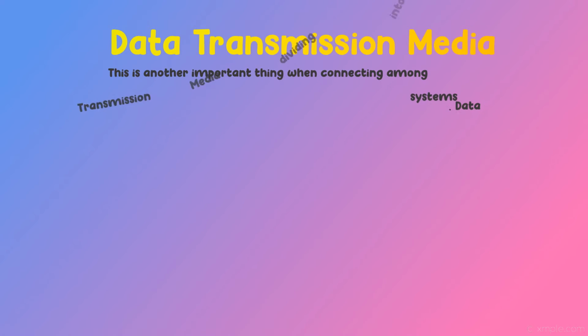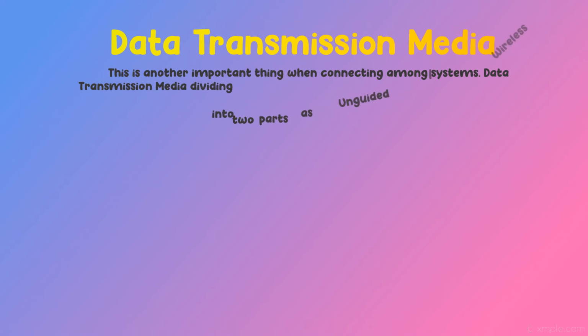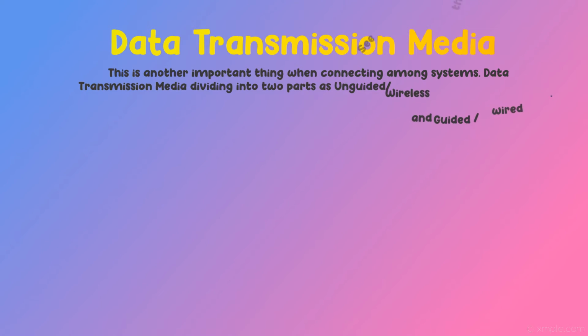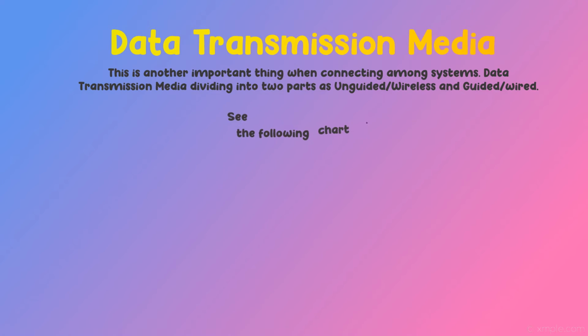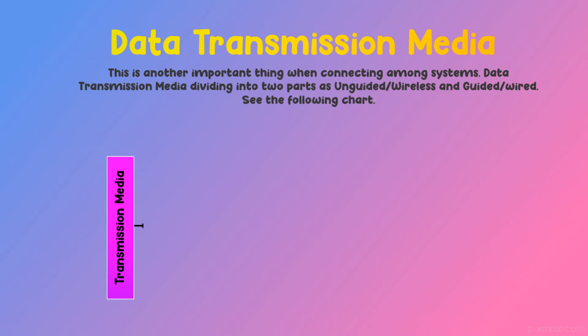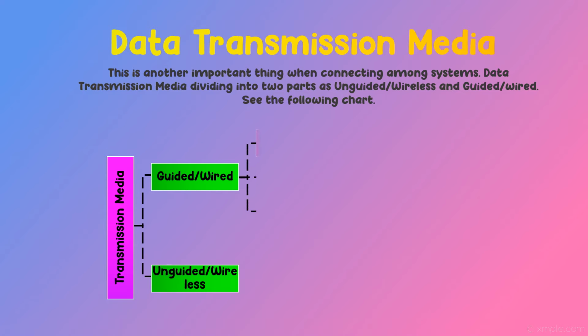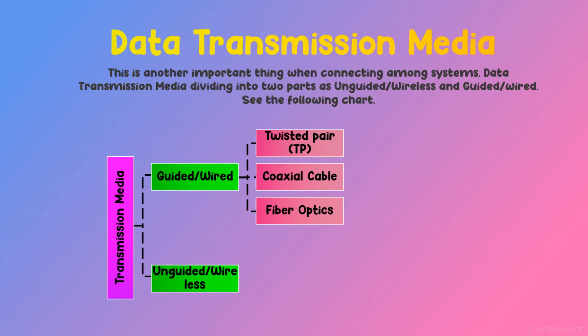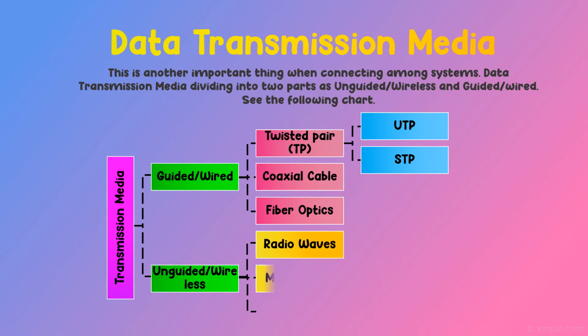Data transmission media. This is another important thing when connecting among systems. Data transmission media is divided into two parts, unguided and guided. See the following chart. Transmission media is divided into two parts as wireless and wired. Wired: twisted pair, coaxial cable, fiber optics. Twisted pair has two types, UTP and STP. Wireless: radio waves, microwaves, infrared.